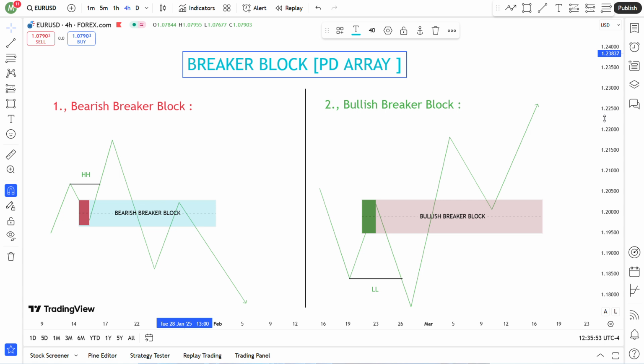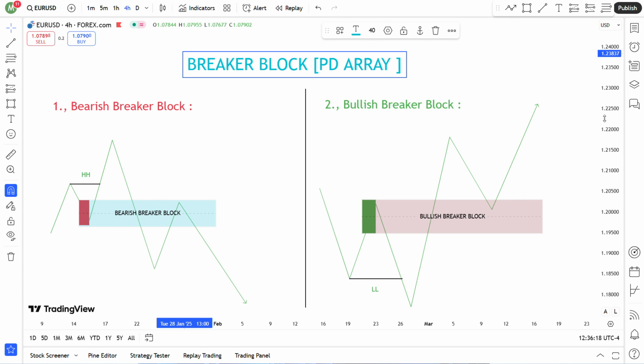Hello everyone. In this video, we are going to see our last period, which is known as the breaker block. We have covered the order block, fair value gap, mitigation block, and the last one is the breaker block. In this video, I am not teaching the theory part. I will explain it with a diagram.